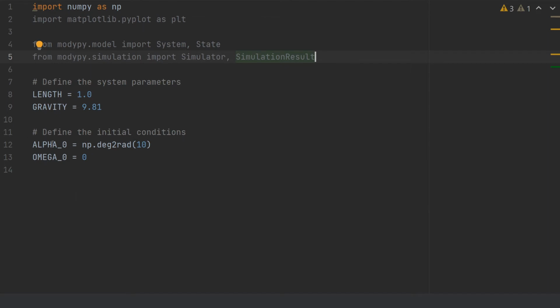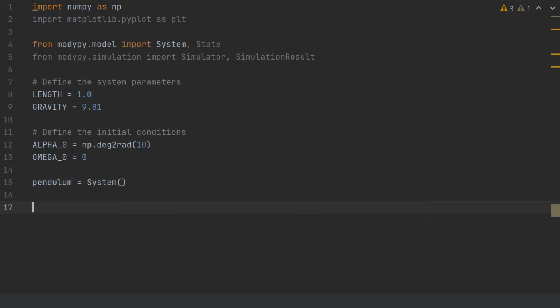We also have some initial conditions for the two states. We have alpha naught equal 10 degrees. So we deflect the pendulum in the beginning by 10 degrees. And we have omega naught equal 0. So we don't give it any push before dropping it. And now we want to define our pendulum system. First, we need our system object.